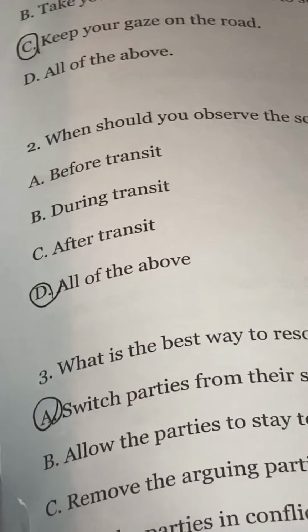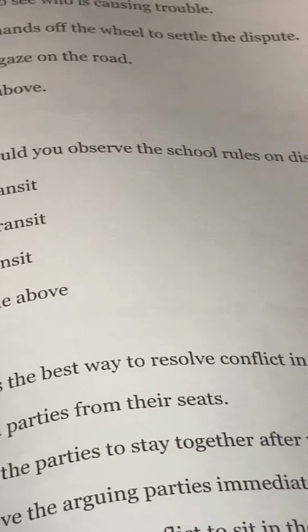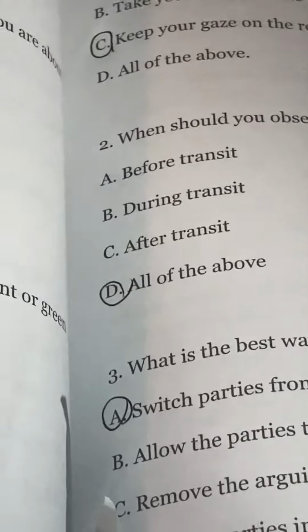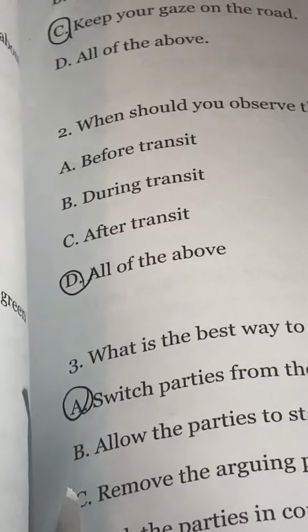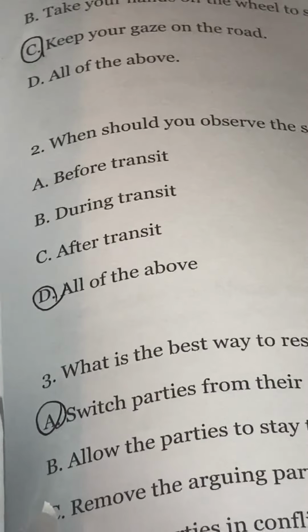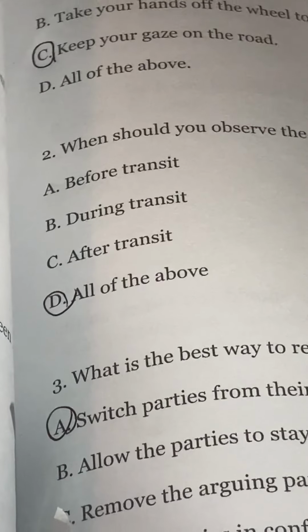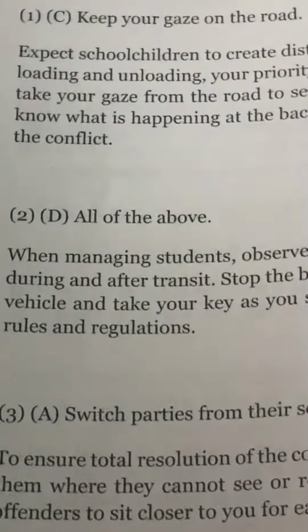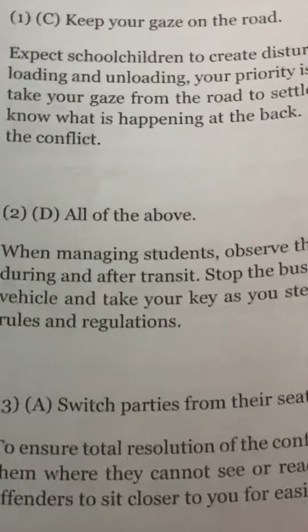Number 2, when should you observe the school rules on discipline? A, before transit. B, during transit. C, after transit. Or D, all of the above. The answer is D, all of the above.